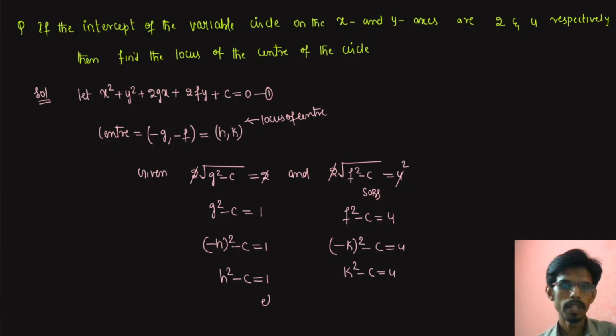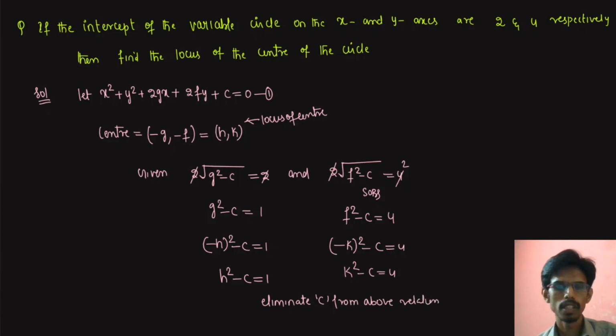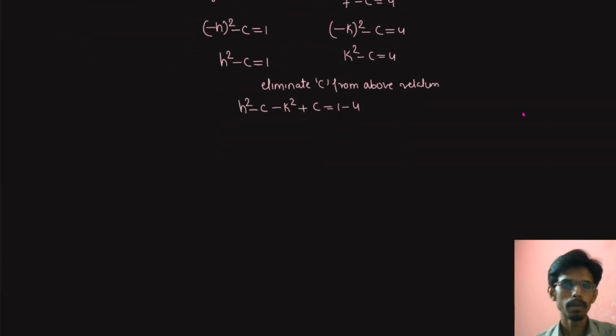Now eliminate c from the above relations. That will be obtained by subtracting. Subtract these two. So this will become h square minus c minus k square plus c equals 1 minus 4. That will be h square minus k square equal to minus 3.